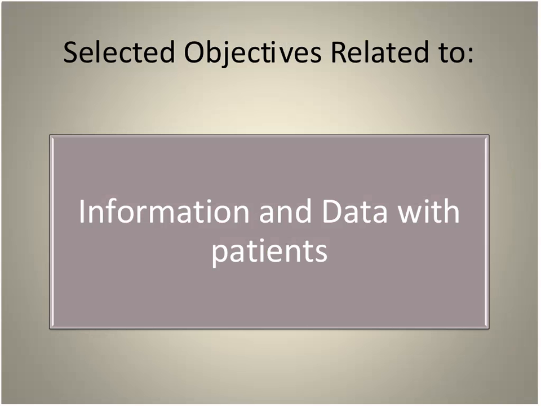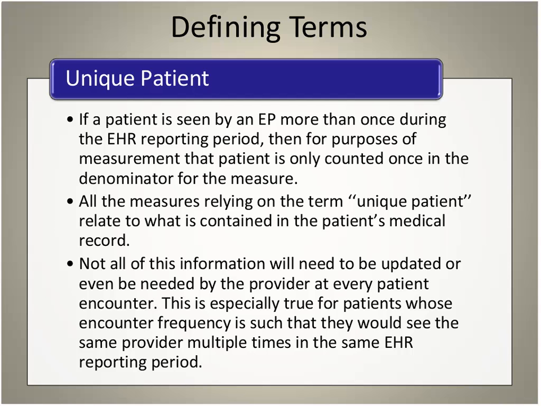And so I'm going to take a little detailed look at 2 of the core and 3 of the menu objectives that are really focused on this information and data exchange with patients. I always like to define a few terms here. The concept of a unique patient is becoming more and more significant as we look into the meaningful use objectives. If a patient is seen by an eligible provider more than once during a particular reporting period, typically that first year, as we know under the meaningful use incentives, that initial year could be as short as 90 consecutive business days, could be longer, could be up to the entire year, a number of factors there.